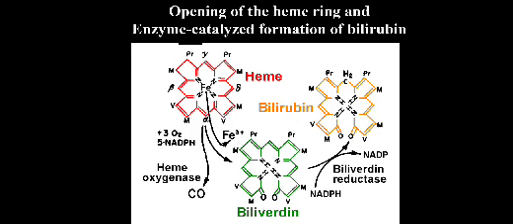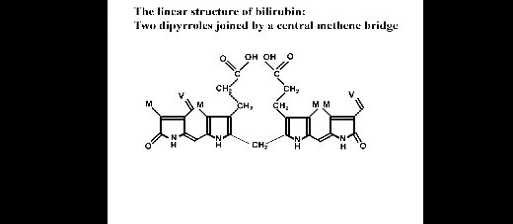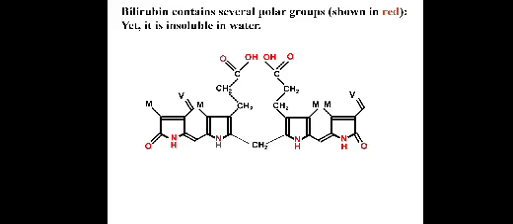Now here is the structure of heme and the structure of bilirubin. Here the same thing: heme oxygenase acts, then biliverdin reductase acts. So it is nothing but a repetition of the same. The linear structure of bilirubin, where you see the two dipyrroles joined by the central methane bridge. Again, bilirubin contains several polar groups.